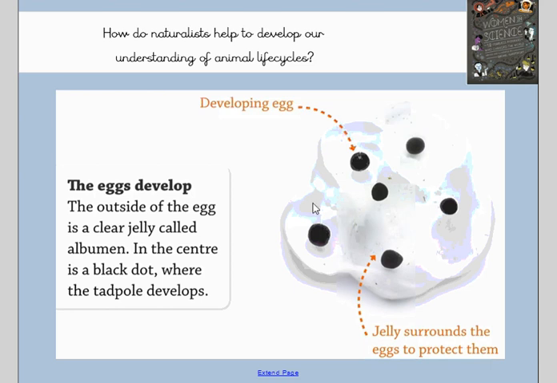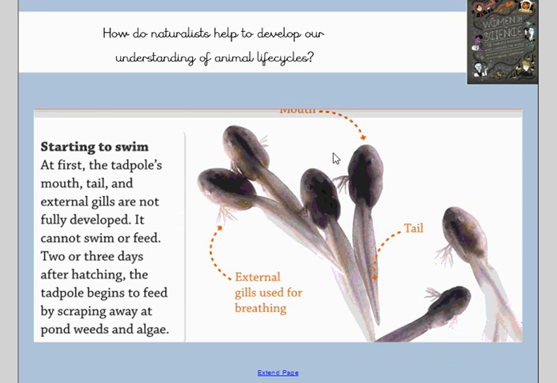And this jelly swells up as it hits the water. So once the eggs are laid, this jelly layer swells up, and that gives it the jelly-like texture, and that protects them within the water. Now, the tadpole will begin to then take shape. First of all, within the egg, and then it will come out of the egg and begin to feed.